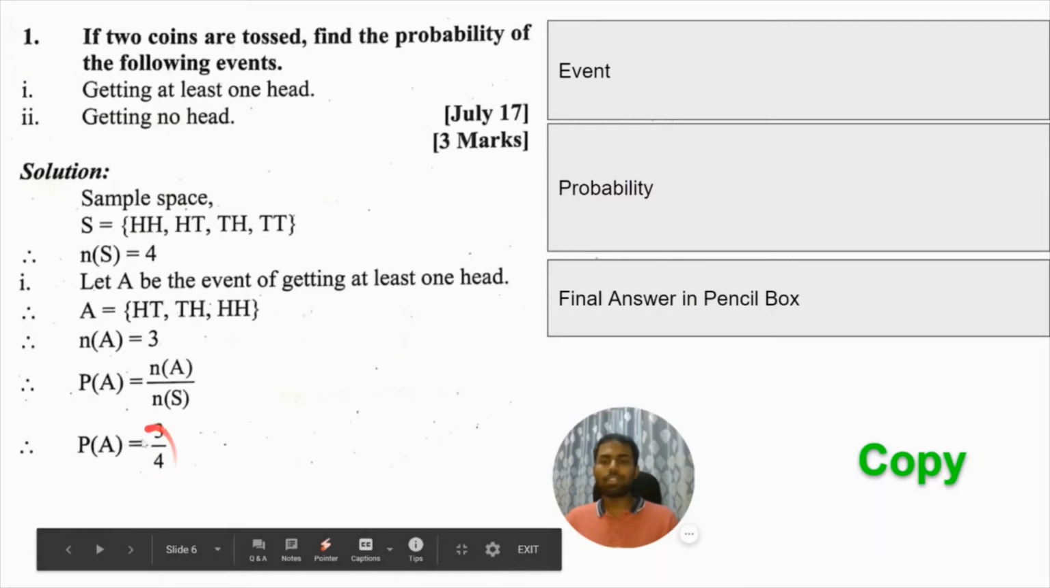You don't have to divide this. You can keep this as a fraction. I told you all, right? Probability is generally expressed as fractions or percentages. So let the fraction stay, don't divide it and write the answer in decimals. Okay, so that's your first question.